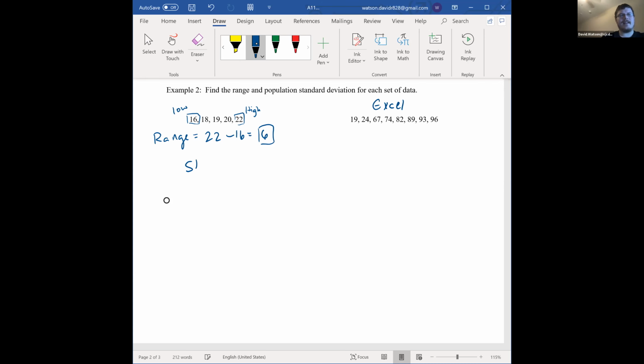Now let's take a look at standard deviation. To do this, we're going to make a little table. Our first column is just going to have all of our x values. So we're going to have 16, 18, 19, 20, 22.